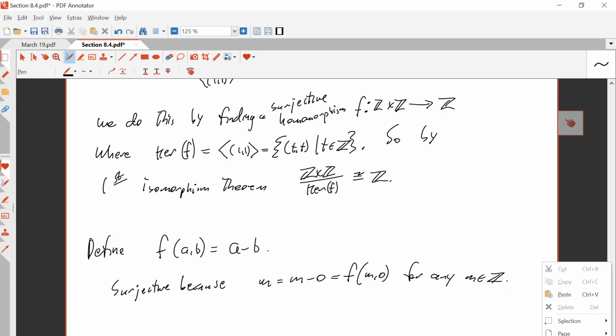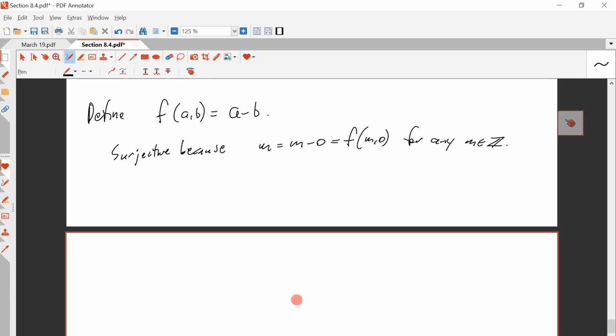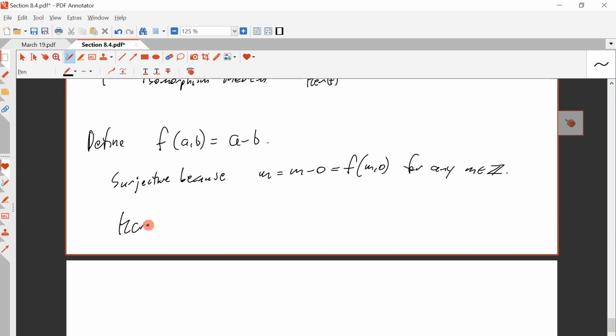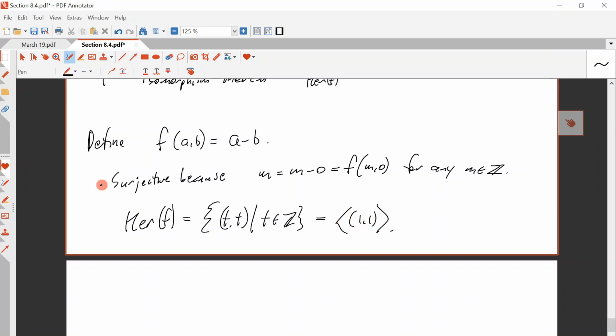Right, and now we just have to show it's a homomorphism. Oh, and then find the kernel. Right, the kernel is the set of all (T, T) such that T is in Z, because A minus B is 0 if and only if A is equal to B. So that's, of course, the cyclic subgroup generated by (1, 1). So it's surjective, it's got the right kernel, now you just have to show it's a homomorphism.